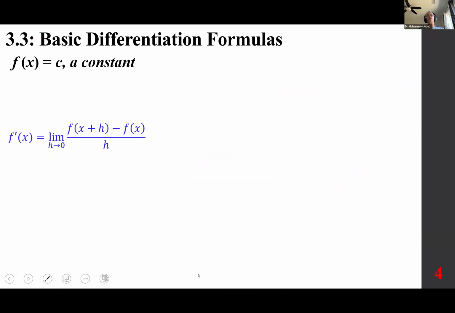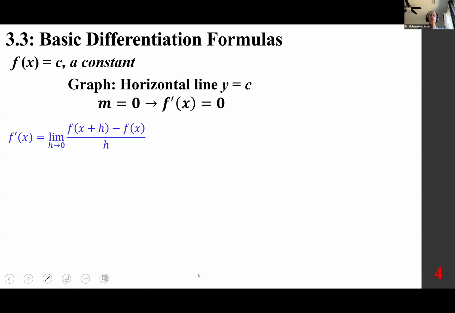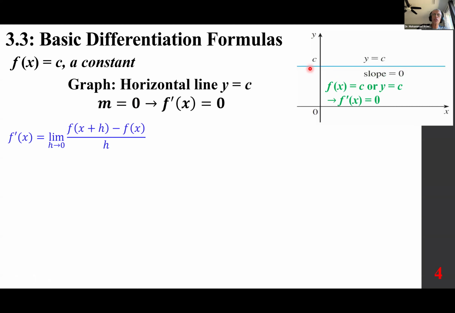And now, basic differentiation formulas, starting with the constant. The derivative of a constant is 0. One way to look at it, look at the horizontal line. Y equals a number, any number. Y equals 1, 5, negative 2. The slope is 0, which is f prime of x. So you can look at it from the point of view of a graph, which is a horizontal line.